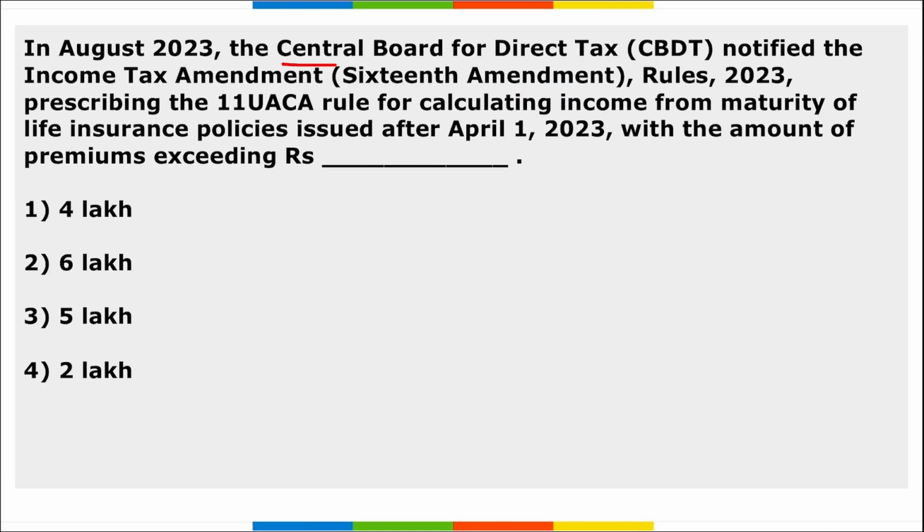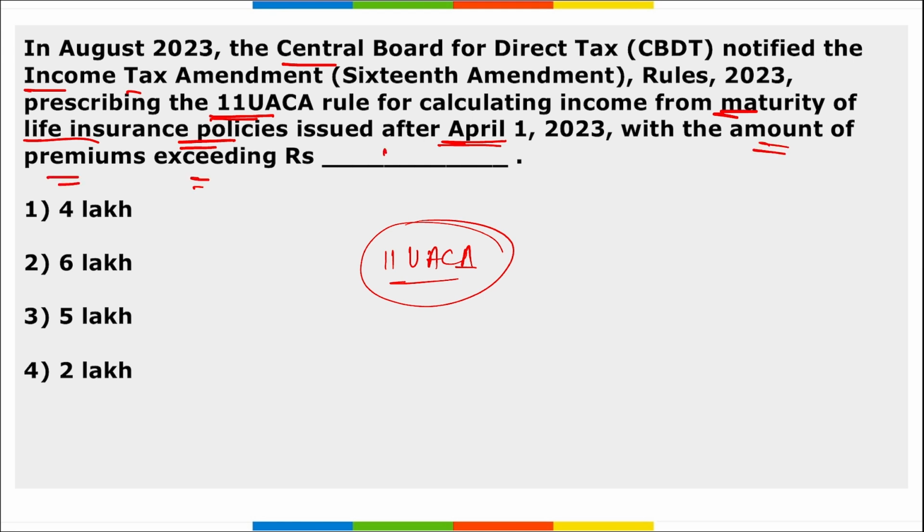Next, the Central Board of Direct Taxes notified the Income Tax Amendment Rules of 2023 prescribing rule 11UACA for calculating the incomes from maturity of life insurance policies issued after 1st of April with the amount of premiums exceeding 5 lakh rupees. That means for premiums exceeding 5 lakh rupees, there has to be a tax, and for premiums less than 5 lakh rupees, there will be no tax. So the right option is option 3, 5 lakh rupees.